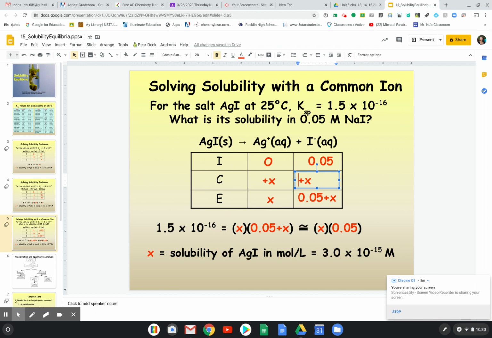So then I have 1.5 times 10 to the negative 16th equaling x times 0.05. I divide 0.05 out of both sides, and then I have what my x is. And that x is the concentration of the silver, and this amount plus this is the concentration of iodide, so it's pretty much only going to be 0.05.